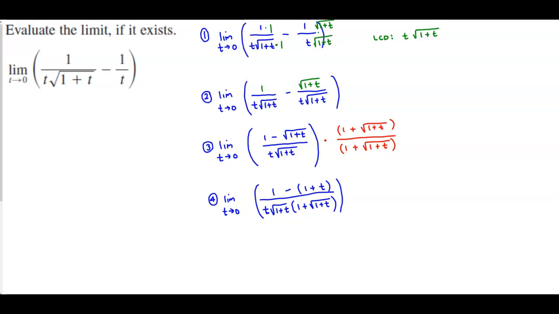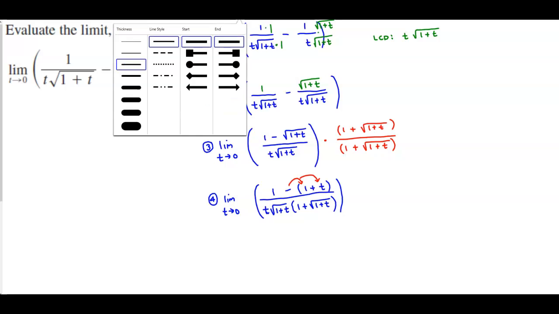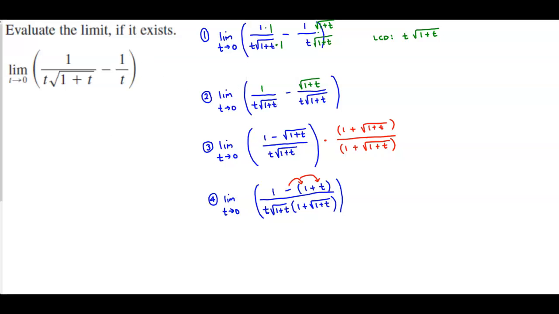Okay, now if we distribute this sign, we end up getting the limit as t approaches 0 of 1 minus 1 minus t over t times the square root of 1 plus t times 1 plus the square root of 1 plus t.